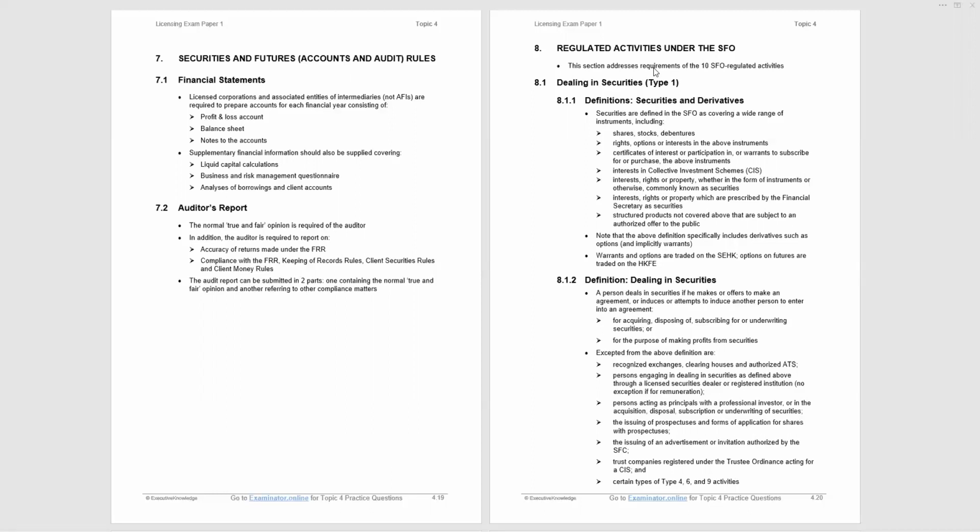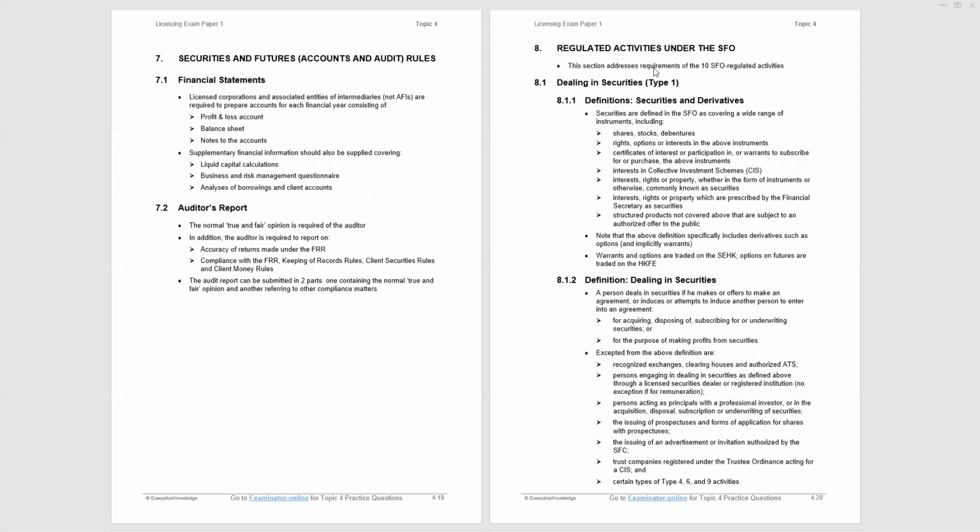But there are exceptions to the definitions. What that means is that the definition is fairly broad, and it maybe catches parties that were not intended to be regulated. And so we carve them out through this list. Recognized exchanges, clearinghouses, and authorized automated trading services, no, they do not need a Type 1 license. A person engaged in dealing in securities as defined above through a licensed securities dealer: no exception if for remuneration.